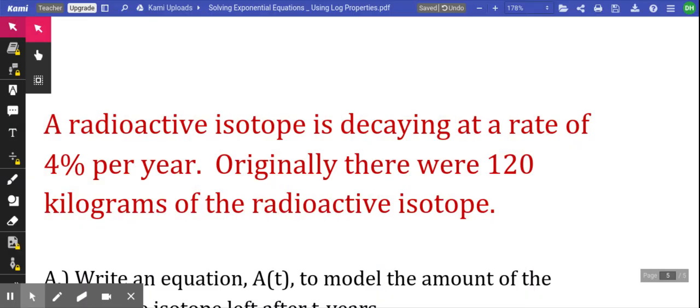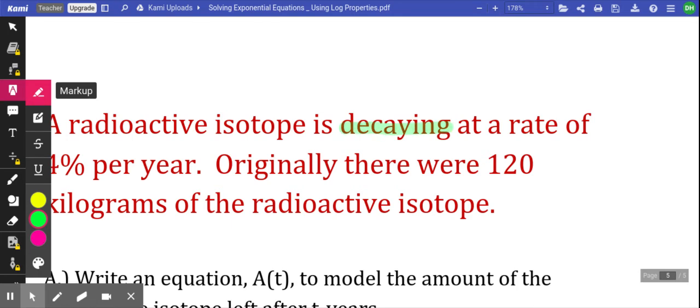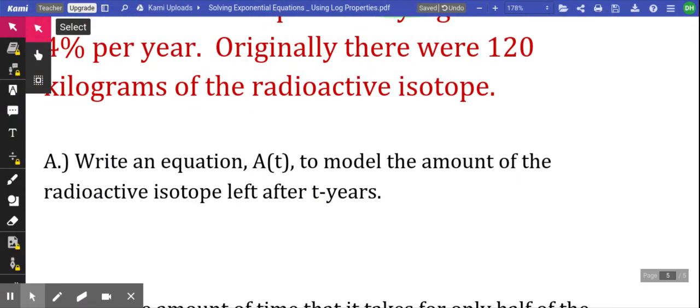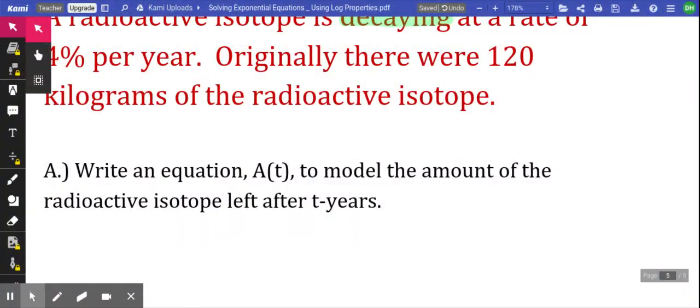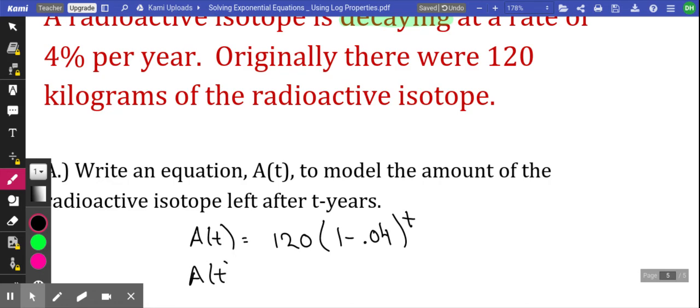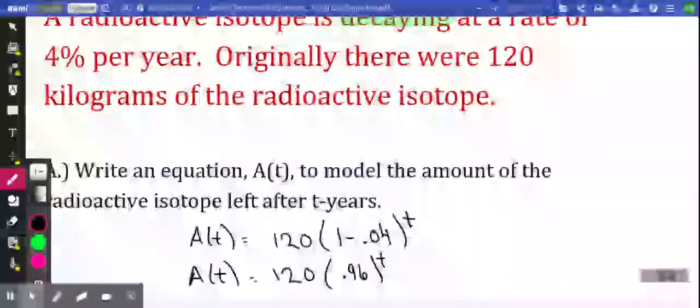We're going to simulate a radioactive isotope, and this one's decaying. Okay, so its value is decreasing at a rate of 4% per year. And originally there were 120 kilograms of this radioactive isotope. So part A, let's see if we can write an equation that's going to model the amount of radioactive isotope left, t years from now. So we'll say the amount left is equal to the original amount, and then we'll do 1 minus 0.04 raised to the t. Or what we could say is 120 times 0.96 raised to the t if you want to clean it up just a smidge.